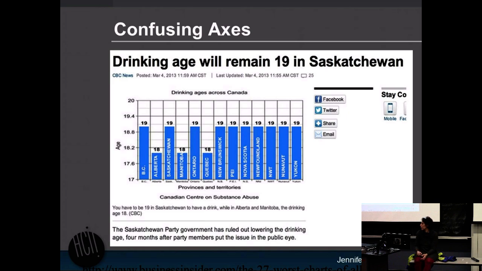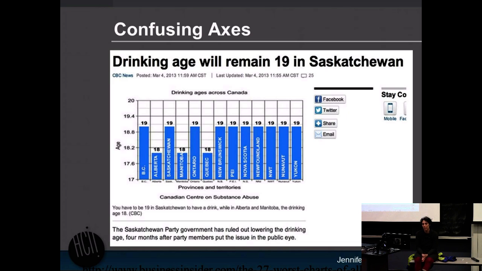Here's another problematic visualization. So this is showing the drinking age in different provinces in Canada. And the Saskatchewan Party has ruled out lowering the drinking age. So you have to be 19 to have a drink versus 18 elsewhere. Does anyone notice anything strange about how this chart is designed? Yeah, the y-axis has these floating point values on it, right? So this was probably the default produced by some program, and it makes no sense.